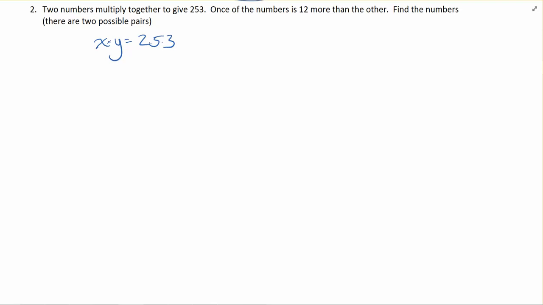I should say here one, not once. One of the numbers is 12 more than the other. Okay. So if x is equal to x, we might say that y is equal to x plus 12, because it's 12 more than the other number.